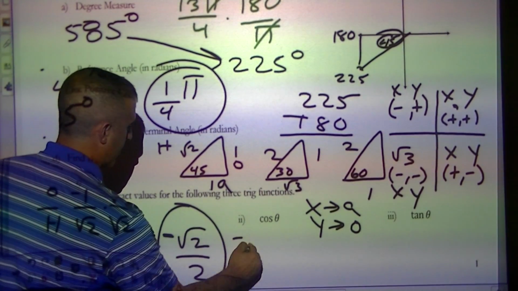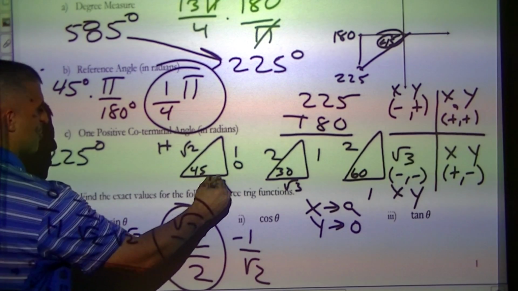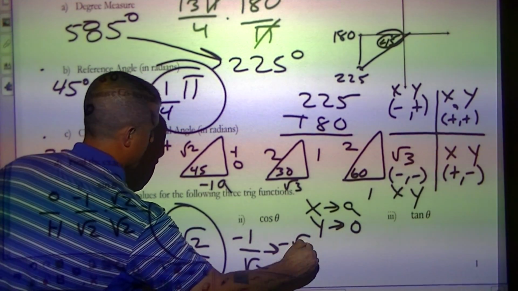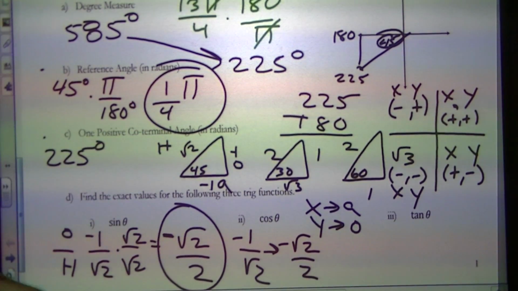1 over, or negative 1 over the square root of 2. Okay, you can put your negatives in right now, because you know that both of those are negative, and that's going to turn into negative square root of 2 over 2. Okay? All right, for tangent.